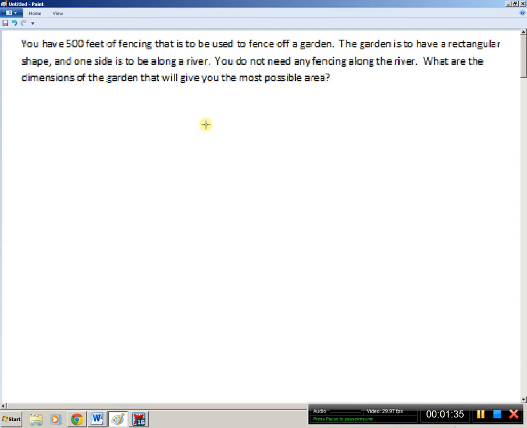That's the first step. And then the next thing that we try to do is to draw a picture. So I'm going to draw a schematic picture, that is, something that doesn't try to show too much of what's going on. This is the river here.